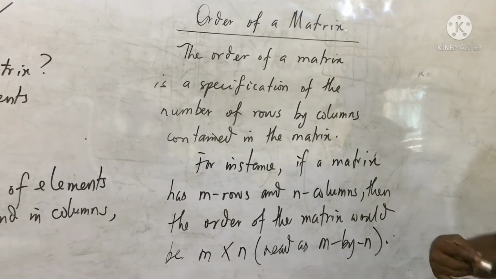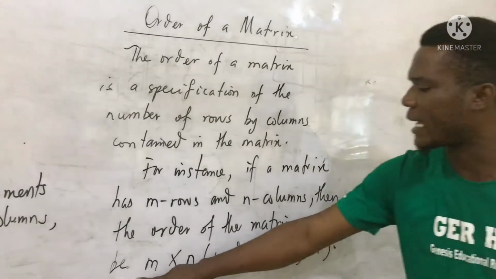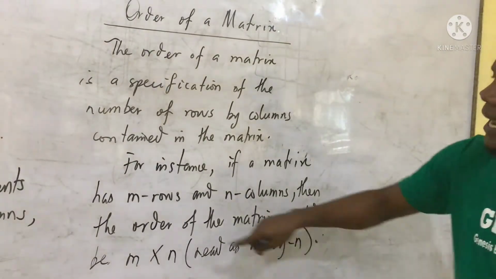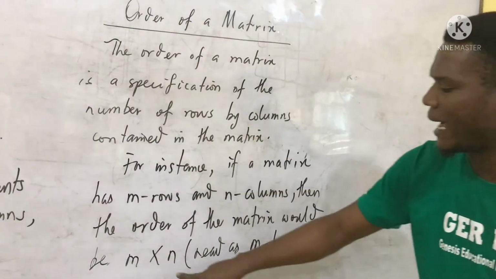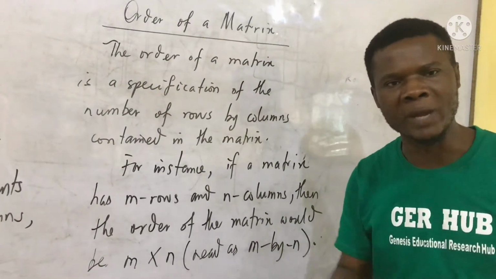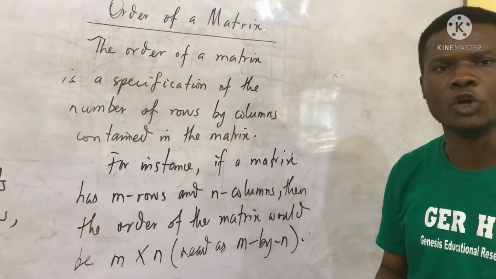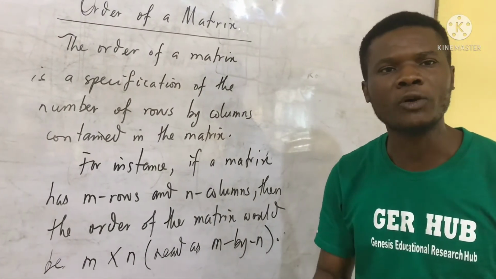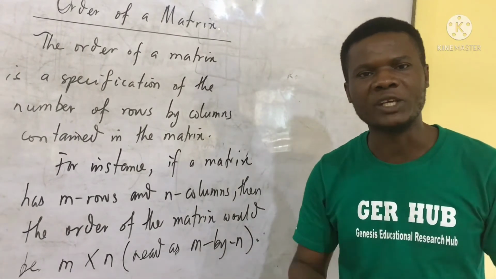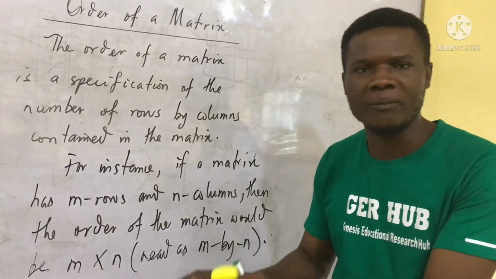So the convention, the agreed way of doing this specification that tells the order of a matrix is to start with writing out the number of rows followed by the number of columns. So if a matrix has m number of rows in it and n number of columns, that matrix will be called an m by n matrix, okay? If a matrix has m number of rows and n number of columns, the matrix will have an order called m by n. So remember, the order of a matrix is a specification of the number of rows found in that matrix by the number of columns, okay?